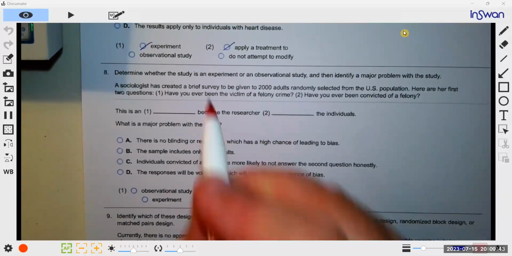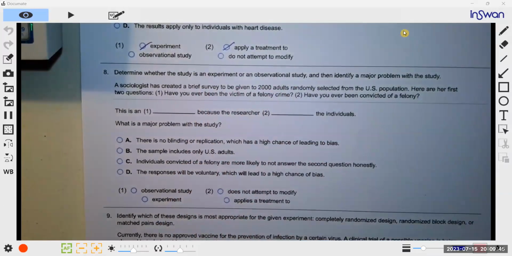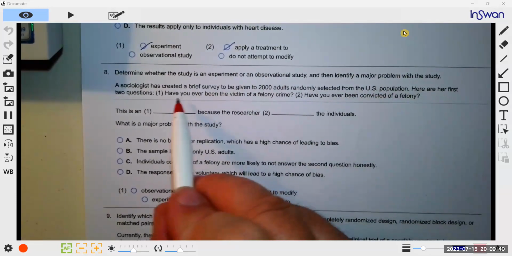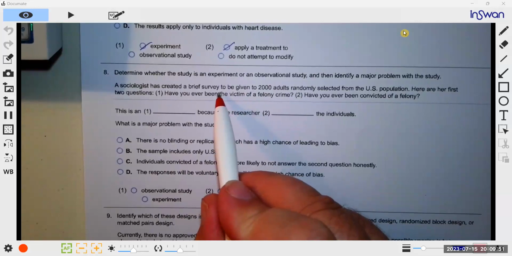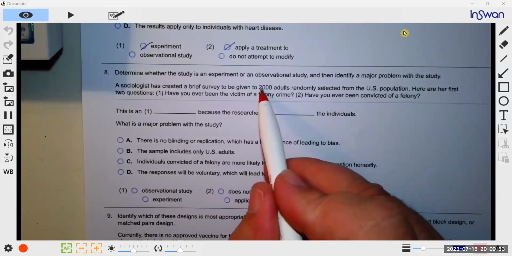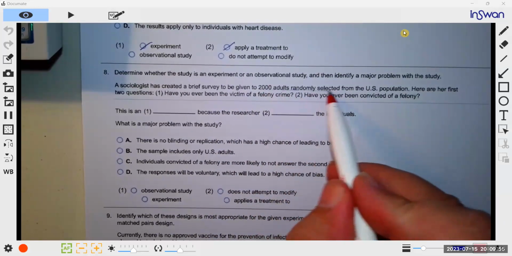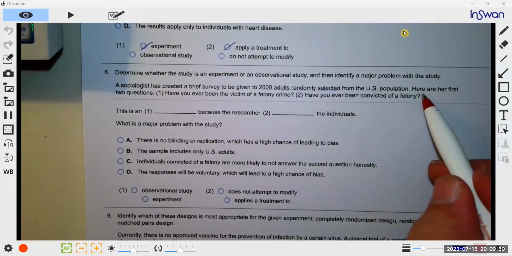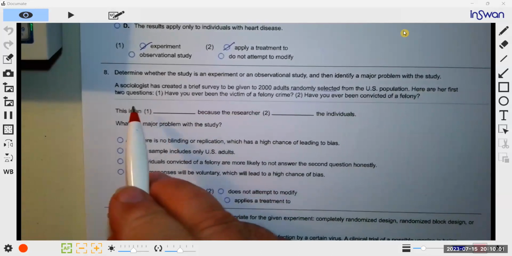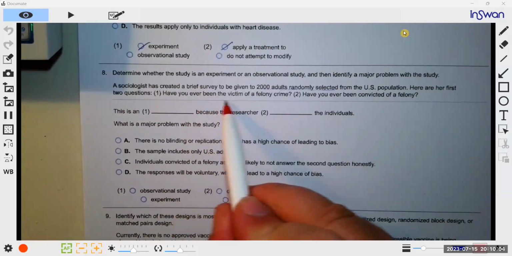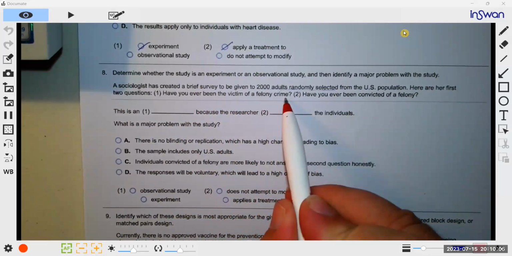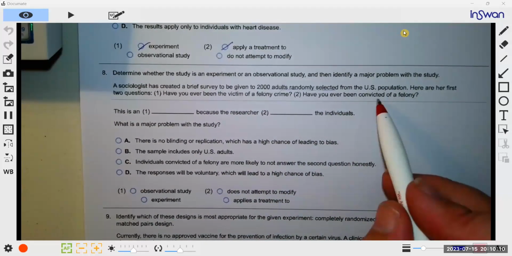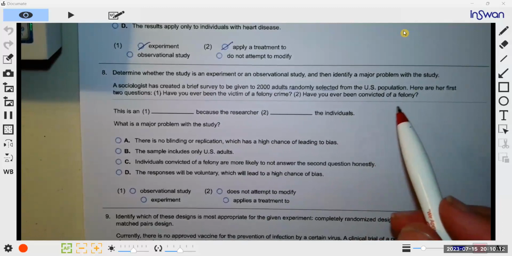Number 8, determine whether the study is an experiment or observation and identify the major problem. A sociologist has created a brief survey to be given to 2,000 adults randomly selected from the US population. Here are the first two questions. Have you ever been the victim of a felony crime? Have you ever been convicted of a felony? There's the problem right there. Who's going to admit to that?